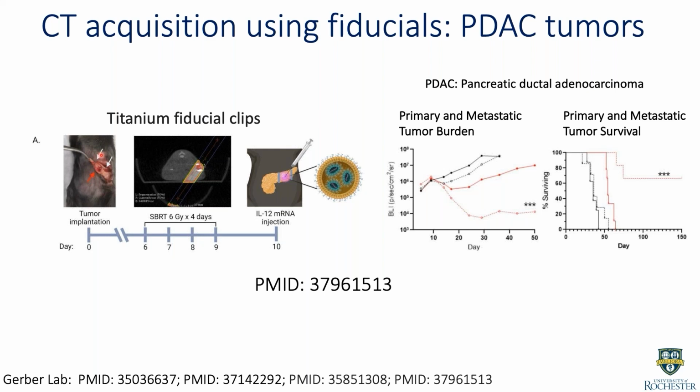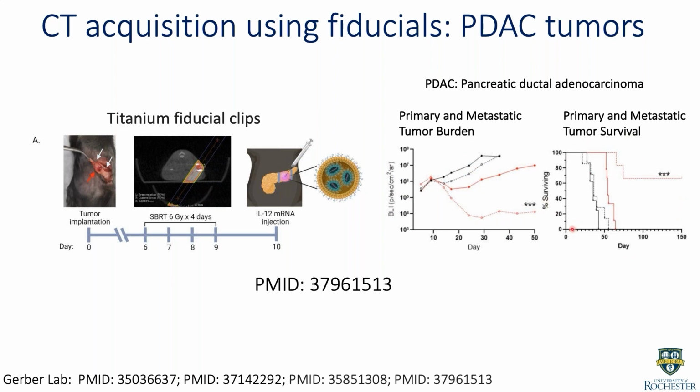And the tumors were treated with 6 gray per day over 4 consecutive days, and then finally IL-12 was injected. And the study showed that a combination of SBRT delivered using the SARRP and targeting by these fiducial markers in combination with IL-12 was more effective than the individual treatments of radiation or IL-12. And this is shown here in terms of primary and metastatic tumor burden based on fluorescence with time. This is the combination treatment, and you can see a smaller tumor compared with controls or radiation and IL-12 alone.